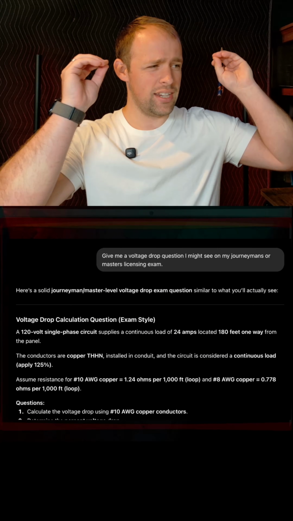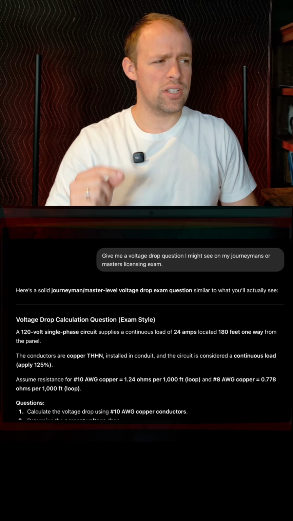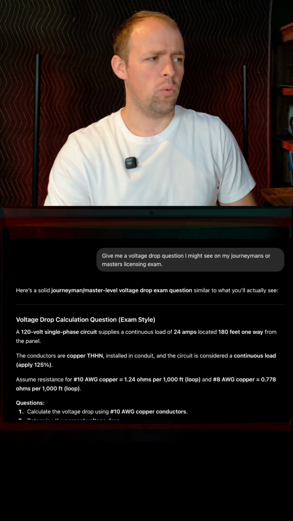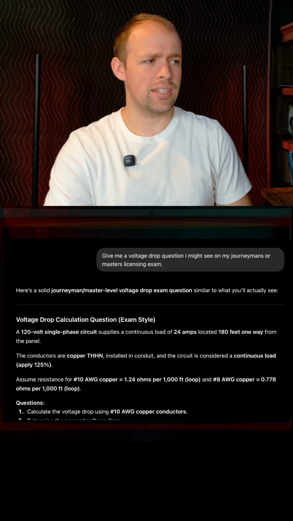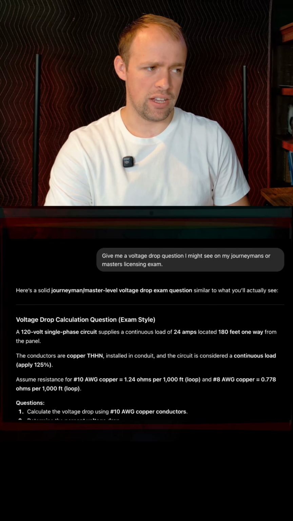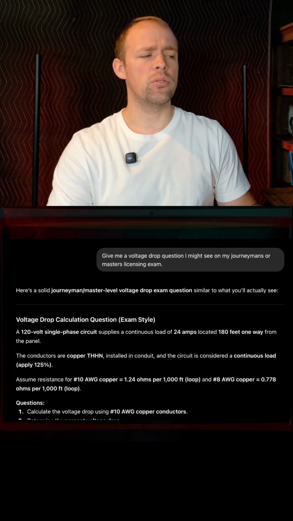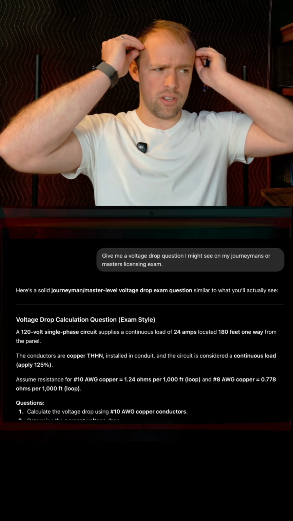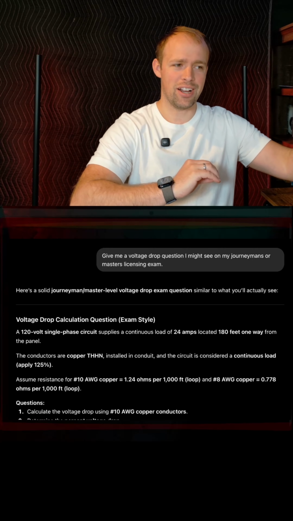Wow, what? It's giving me two sizes? Assume resistance for 10 gauge copper, 1.24 ohms per 1,000 feet, and then 8 gauge copper, 0.778 ohms per 1,000 feet. And then it's saying loop. This is a voltage drop calculation. Calculate the voltage drop using 10 gauge copper conductors is question one.